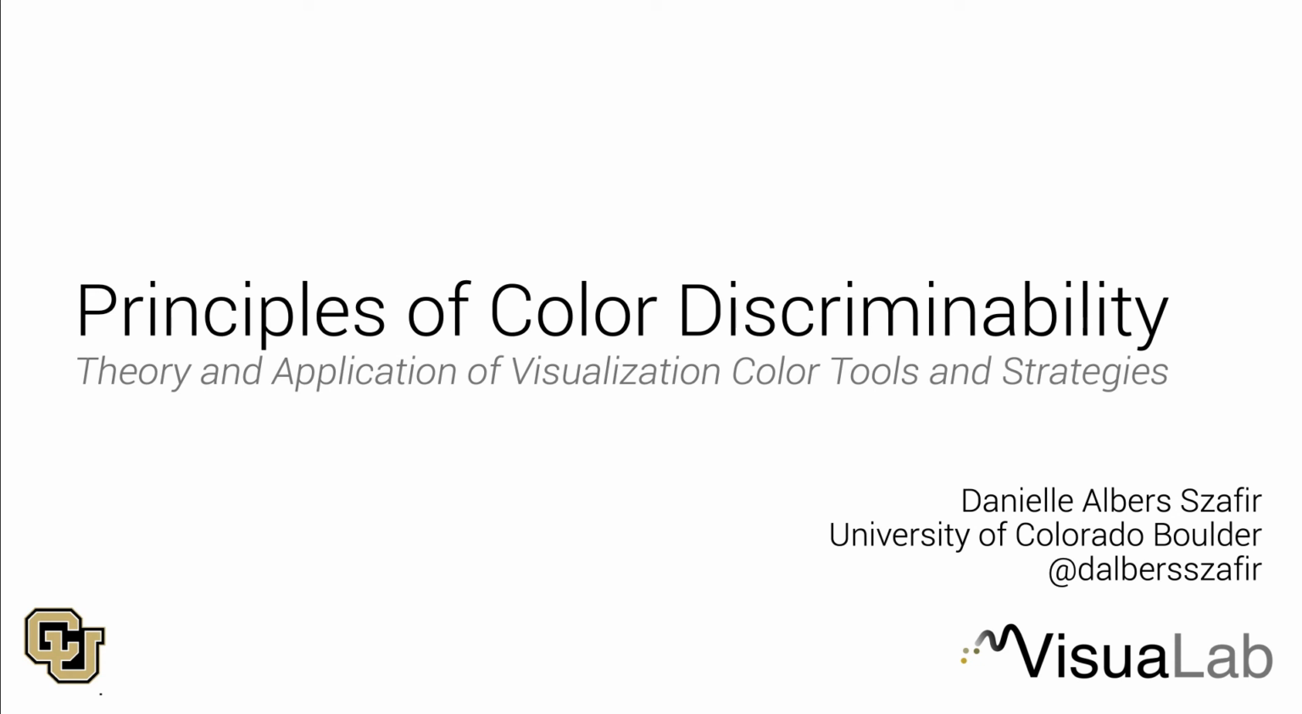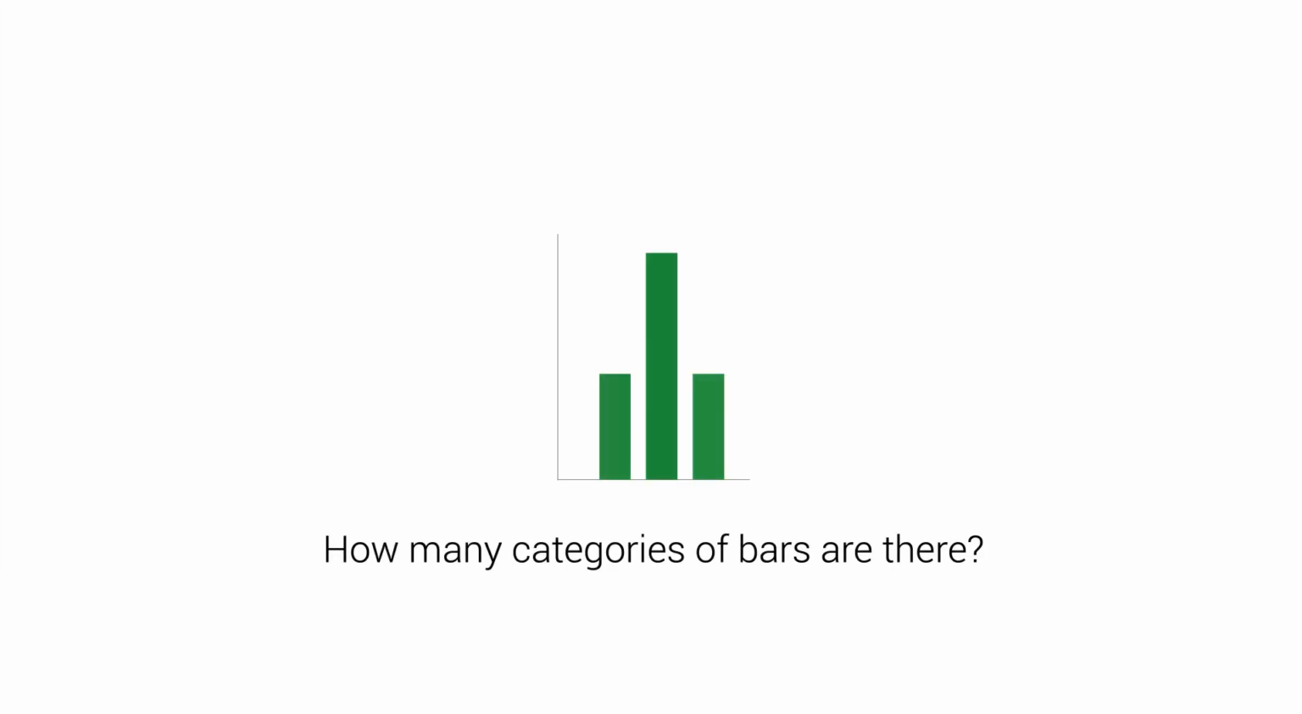I'm from the University of Colorado Boulder, and I'm going to start off today by talking about some of the basic principles of color discriminability. That is, how do we know that we can detect differences in our data? To illustrate this challenge, I'm going to use a quick example.